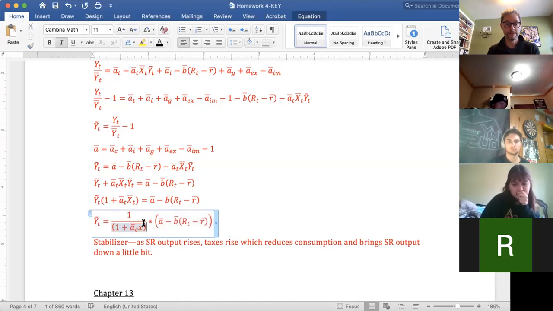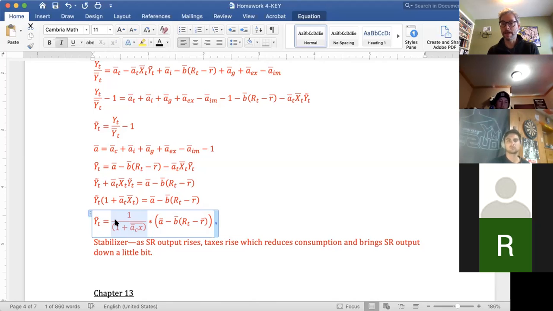So this fraction here at the beginning is less than 1. What this means is that our IS curve gets steeper, right? And it also means that aggregate demand gets steeper. And so whenever there's a change in monetary policy, it's going to have a smaller effect on short-run output and a larger impact on inflation.